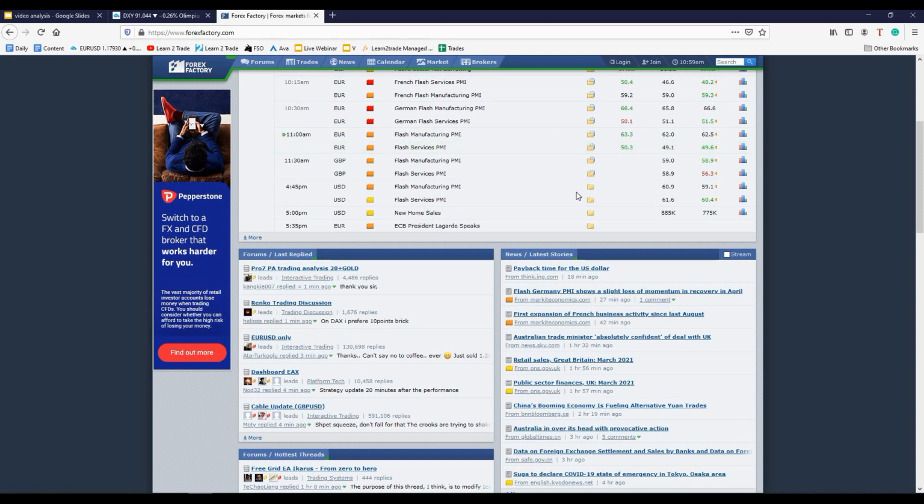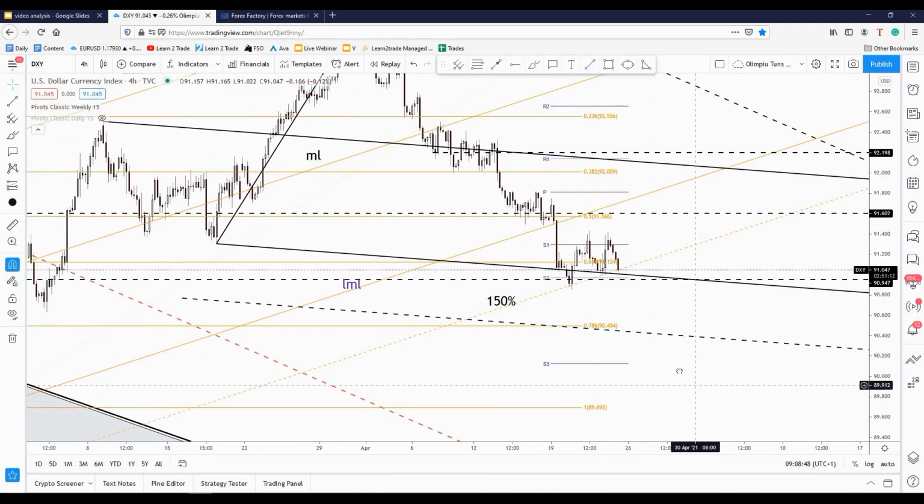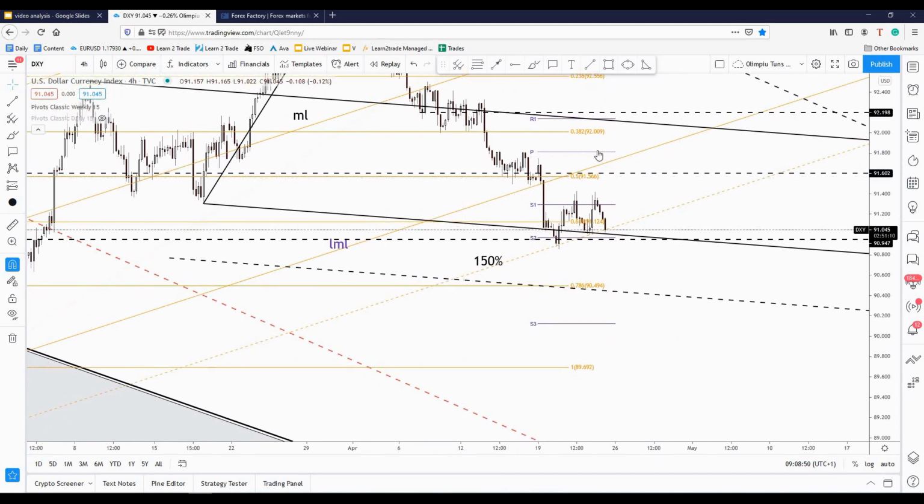Okay, and it remains to see what will happen right after the US will publish its flash manufacturing PMI, which is expected to increase. Also, the flash services PMI, which is expected to increase as well. Also, the new home sales. And if the US data will disappoint later today, then the DXY should drop aggressively in the short term. We would extend its sell-off.